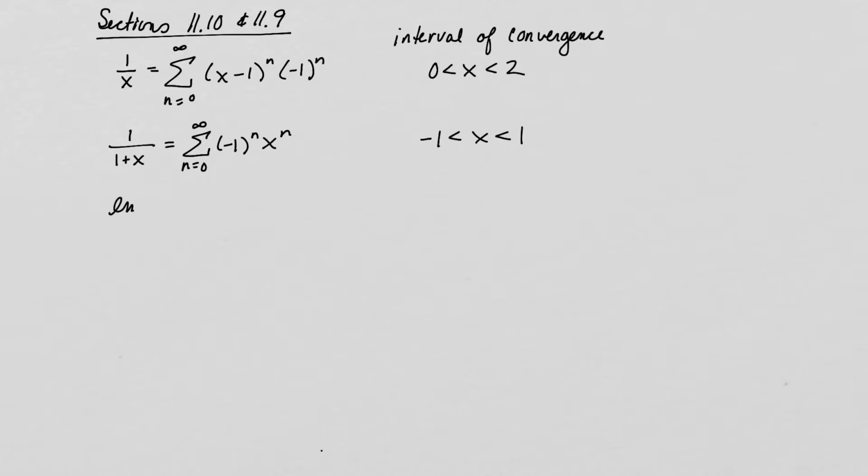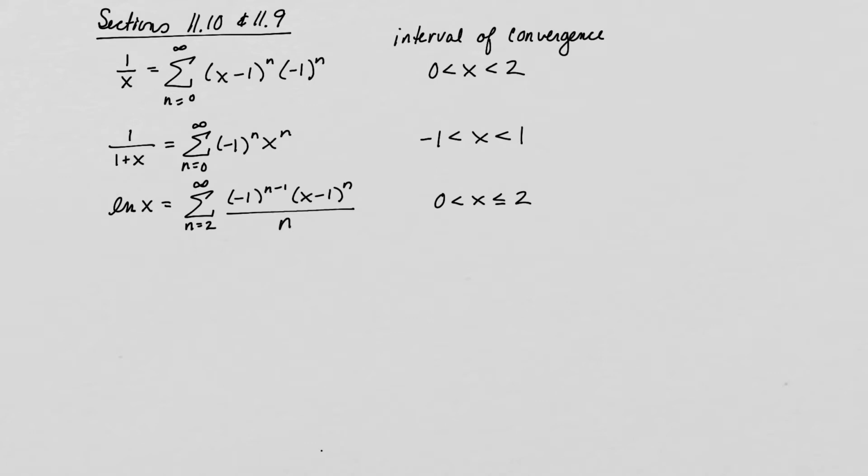We can have the series for the natural log of x. The series for the natural log of x actually starts with n equals 2. So it's the summation from n equals 2 to infinity of negative 1 to the n minus 1, times (x minus 1) to the n, all over n. And it converges for 0 less than x less than or equal to 2.